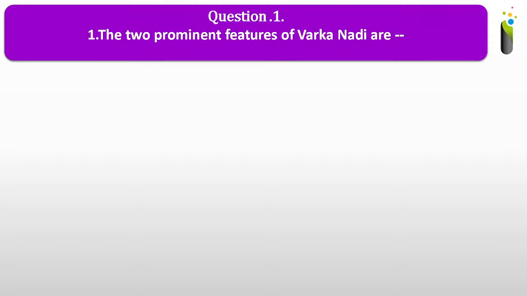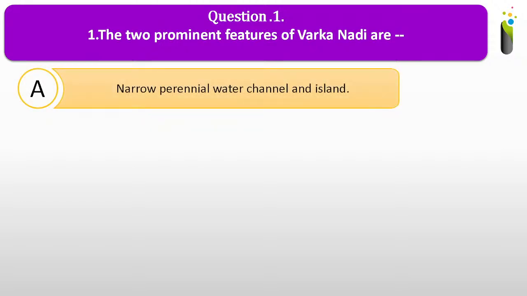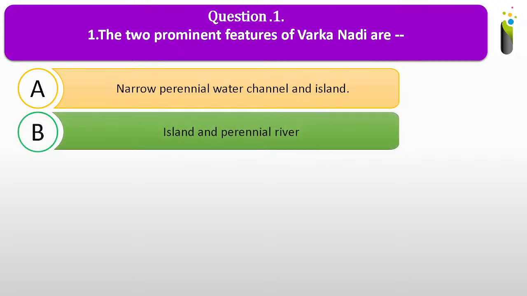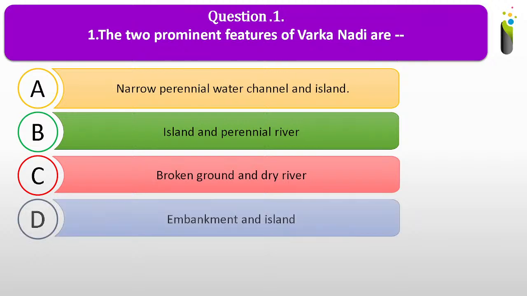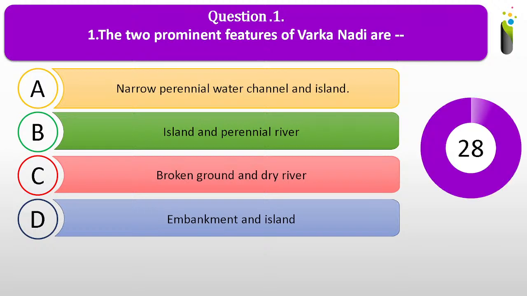Your options are A. Narrow perennial water channel and island. B. Island and perennial river. C. Broken ground and dry river. D. Embankment and island. Come on, I want you all to answer.